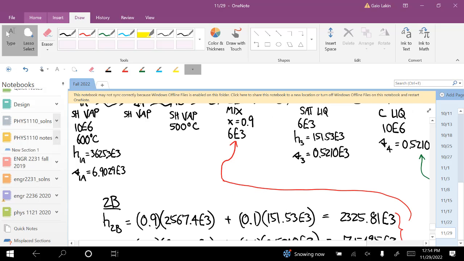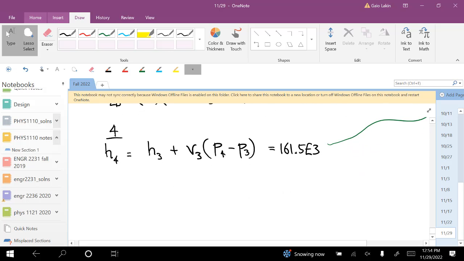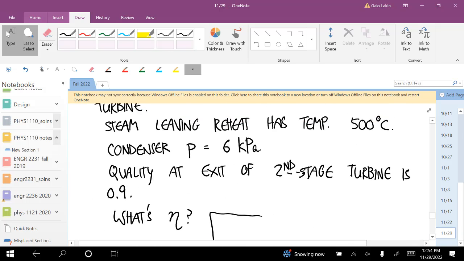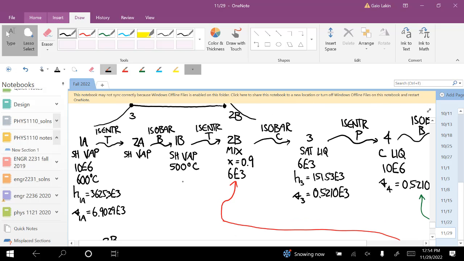Okay, what do we still need? We have enthalpies everywhere now except the states 2A after that first stage turbine and 1B after it returns to the steam generator. So next, let's go to the state 1B.